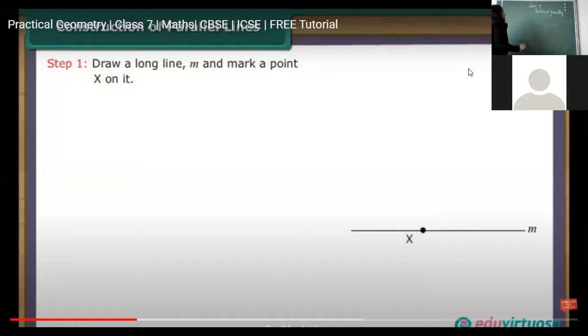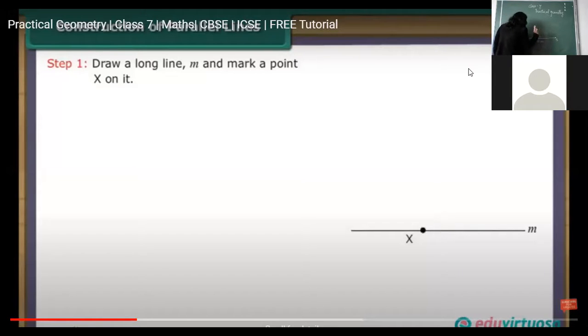Okay. So as I have already told you, beta, that first of all you will draw a line. The line name will be AB, and the measurement is 8 centimeter here. Okay. Now the question is telling that you have to draw a parallel line. You have to draw a parallel line.